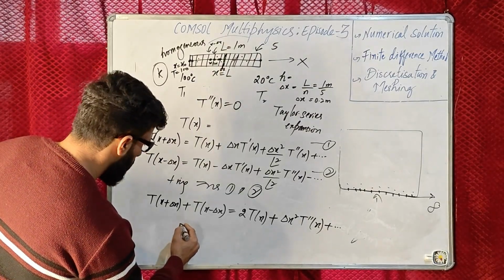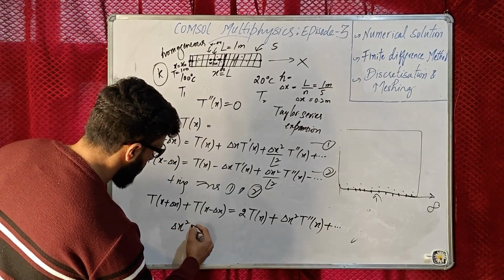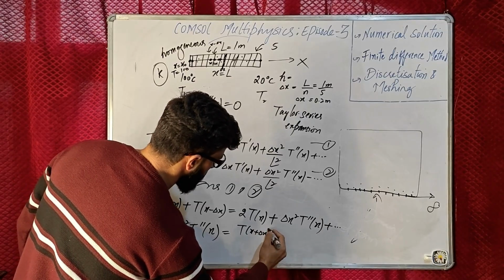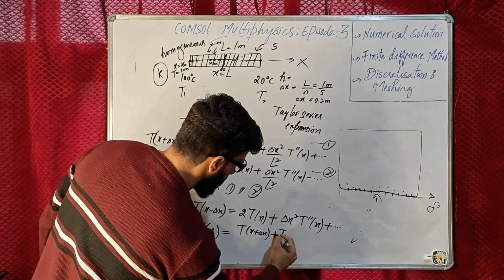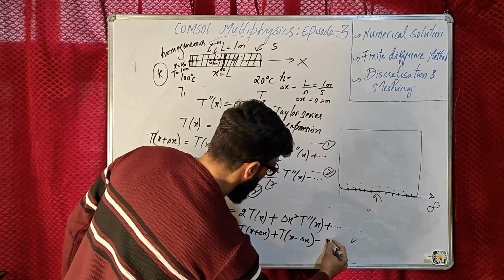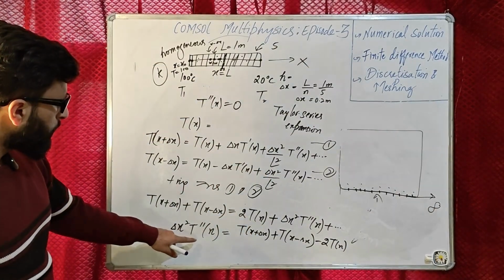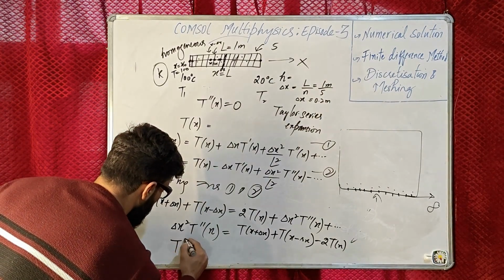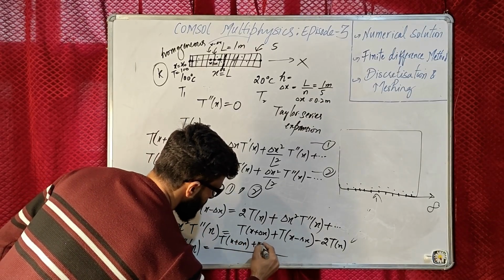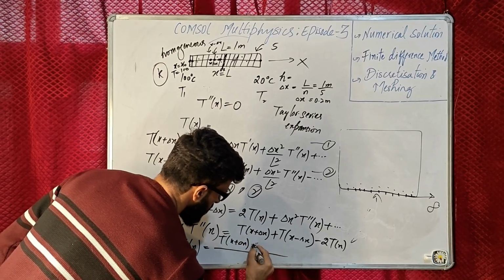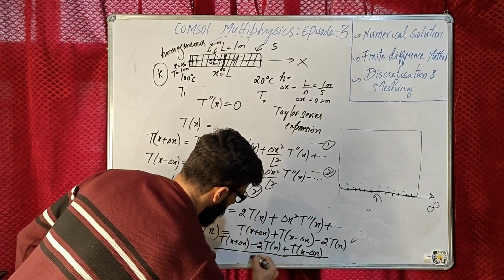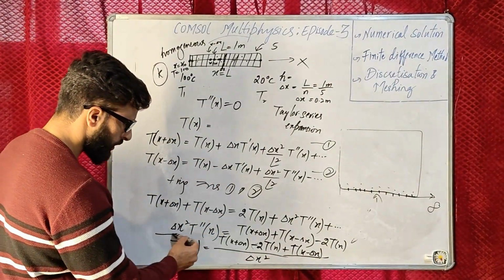Now we want to calculate the value of t double dash of x. What we get is delta x square t dash dash of x is equal to t of x plus delta x plus t of x minus delta x, and we transfer this term to the other side, minus twice t of x. Now we divide both sides by delta x square. What we get is t dash dash of x equals t of x plus delta x, or we'll write the minus term first, minus twice t of x plus t of x minus delta x, divided by delta x square. Now this is our equation.